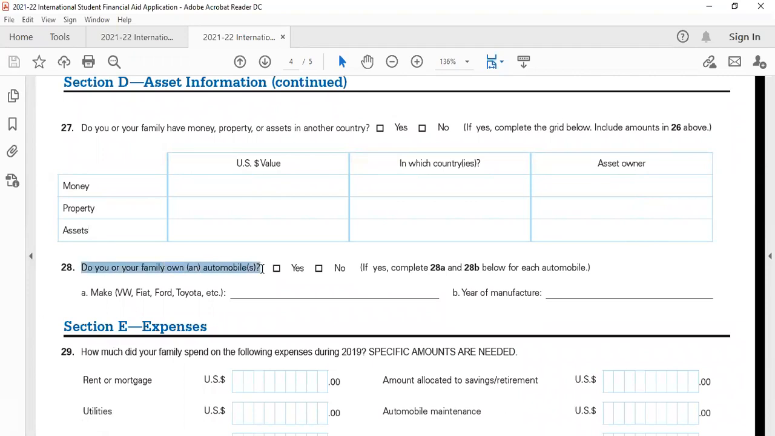Next is what kind of an automobile does your family own? If they own one, you can say yes or no. What is the brand name?